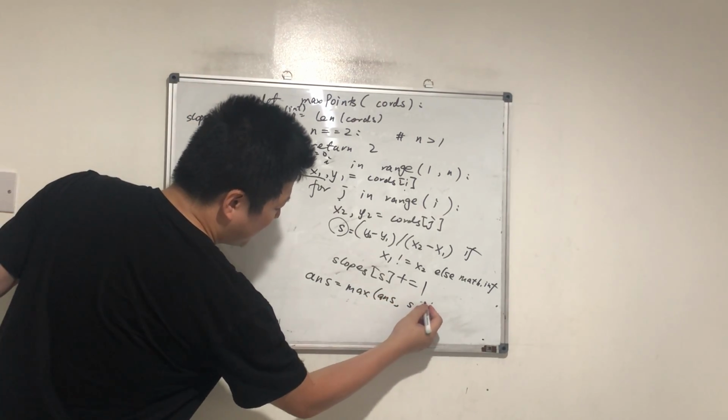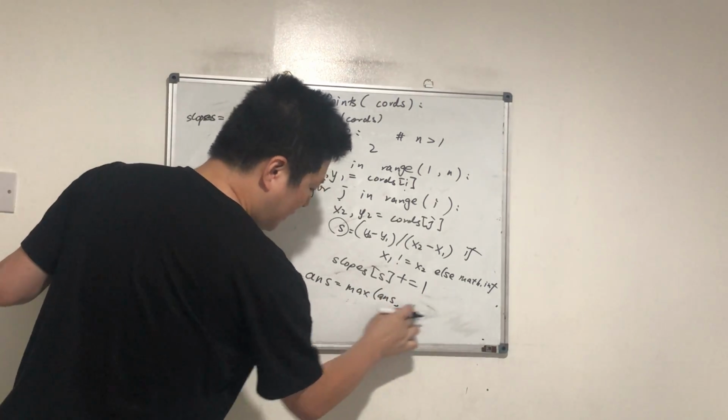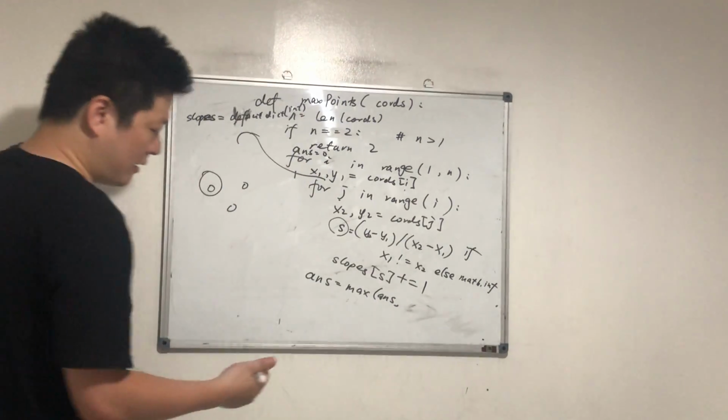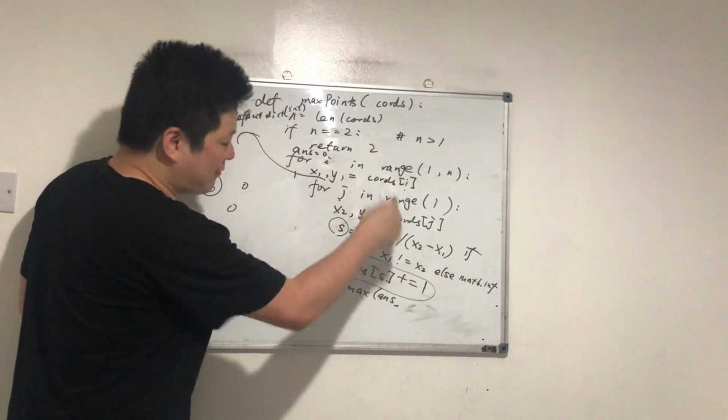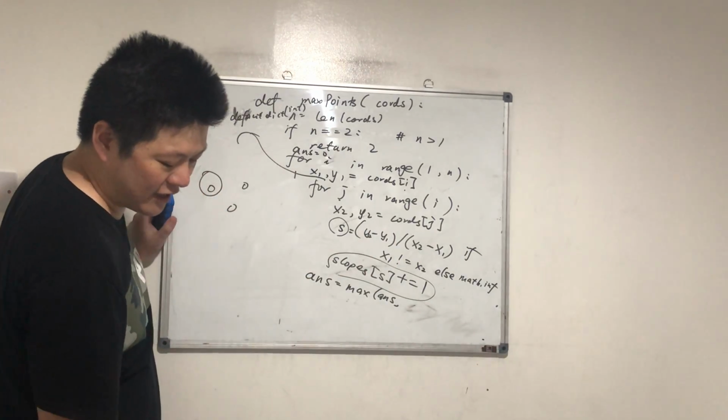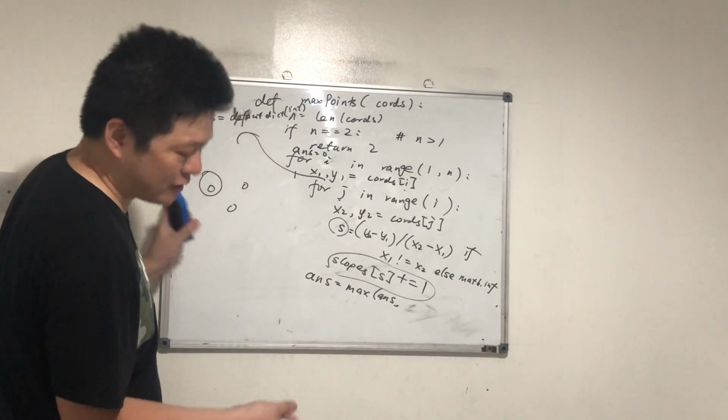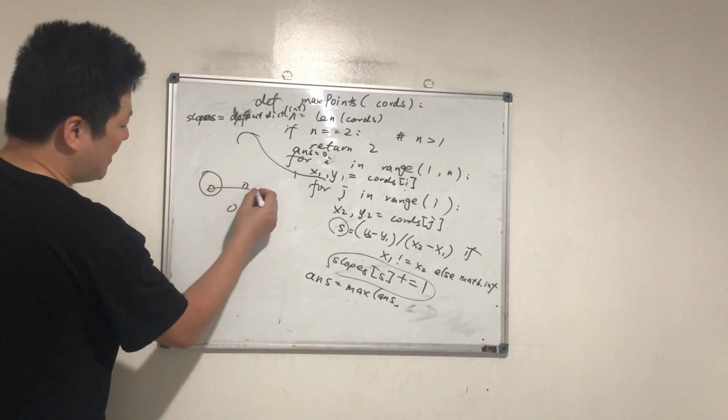And then what should I put here? Eric, can you listen to me? So slopes is at every iteration. Every iteration starts a new slope dictionary, right? A new dictionary, because we check this point, Eric, right?